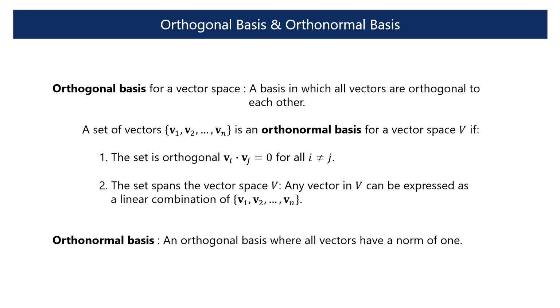An orthogonal basis for a vector space is a basis in which all vectors are orthogonal to each other. An orthonormal basis is an orthogonal basis where all vectors have a norm of 1.